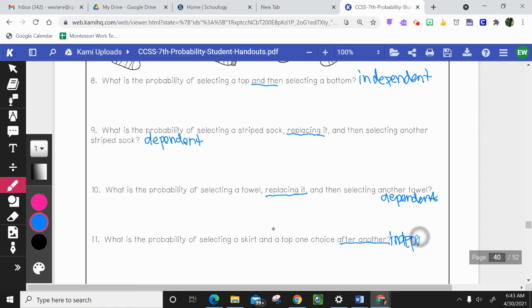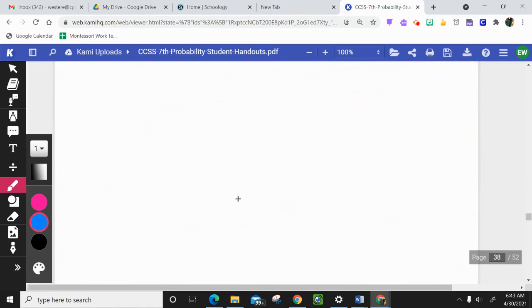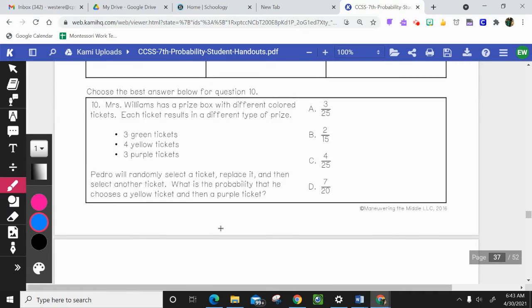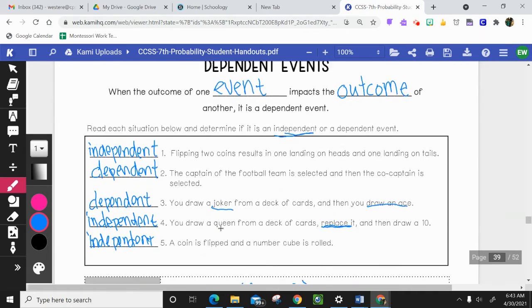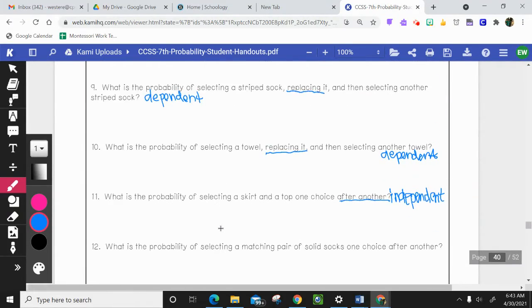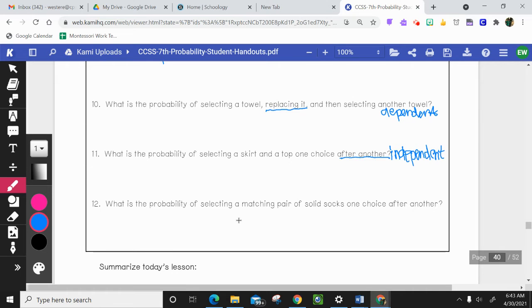So for independent, and then after another, for dependent, we have replacing it or putting something back. We saw yesterday that there were a lot of words like, let me go back. What are the ones we were looking at yesterday? Returns it. See, so returns it, replaces it. That's when you are going to see those independent events. Okay, so we have 4 questions to get through. Oh, wait, 5. What's the probability of selecting a matching pair of socks? One choice after another. That would be independent also.